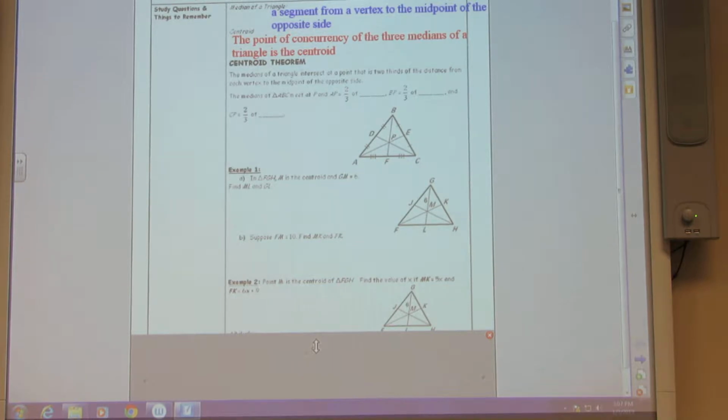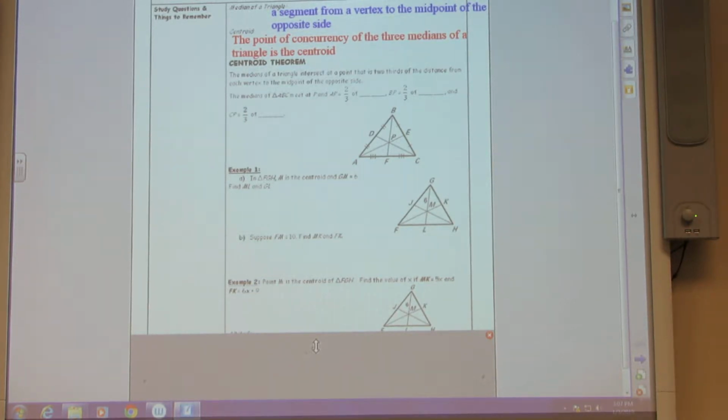The centroid theorem says the medians of a triangle intersect at a point that is 2/3 of the distance from each vertex to the opposite side. Okay? So each one of those lines, they go through the point. Unlike our other problems, this is one line. So A, P, and E are all on the same line, AE. B, P, and F are all on the same line, BF. And D, P, and C are all on the same line, DC. Have the whole line and 2/3 of it.